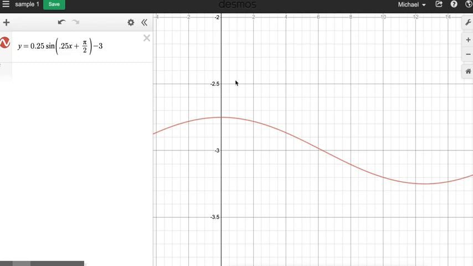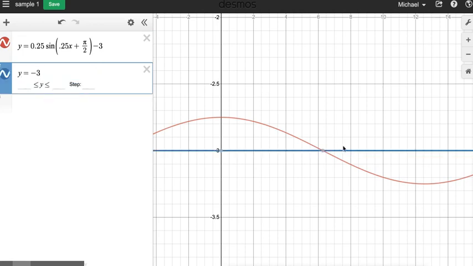And we can actually see what's going on. Here's the maximum value, negative 2.75. Here's the minimum value, negative 3.25. That's a distance of 1/2. We said the amplitude was 0.25. That makes sense. Our midline should be negative 3. I should graph that and see it. y equals negative 3. There's the midline of our graph.